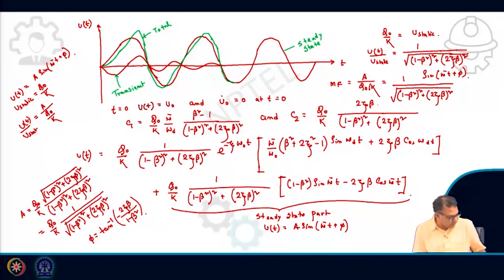Okay, so this is the fourth case that I have discussed. Now the important one is the fifth case, that is the response under periodic loading.